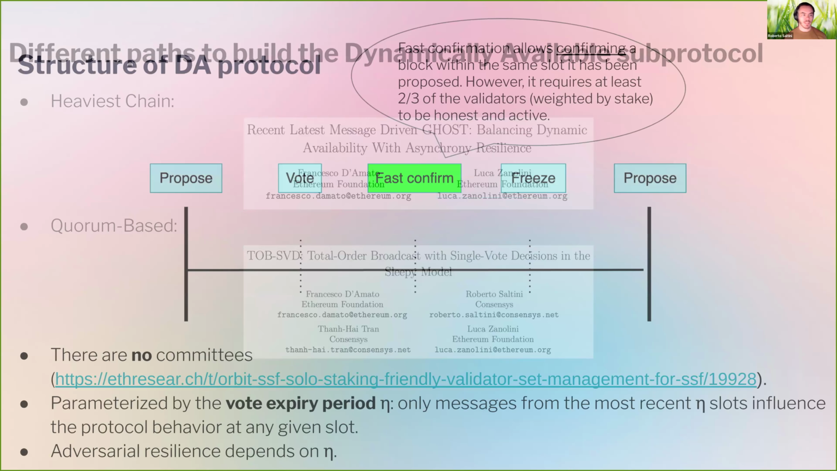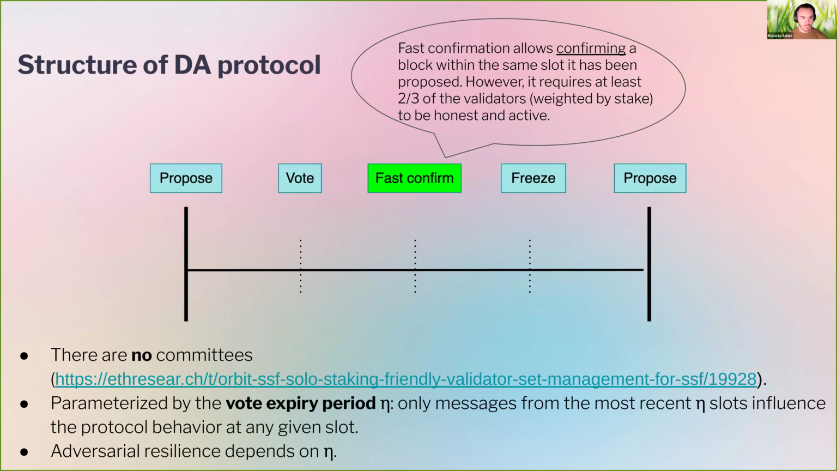But regardless of which dynamically available protocol we use, either of them has the same structure in terms of slot. So the slot is divided in 4 parts. Each part lasts delta, where delta is a known constant, which represents the maximum time under stable network conditions that it takes for a message sent by an honest validator to reach all other honest validators. The first phase is the propose phase. As you can imagine, this is the phase where the validator that is selected to be the proposer proposes a block.